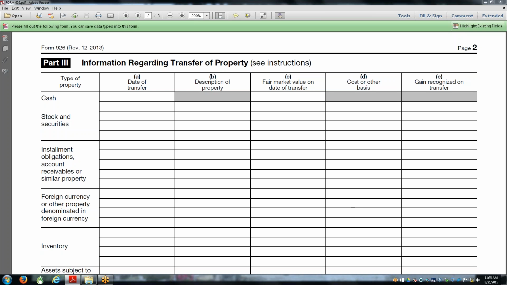It uses plain language. You can really see what's going on. The government is really simple. What they want is gain. They just want to tax the profit. That's just that simple. You see, for cash, gain is blanked out. That's not going to happen.